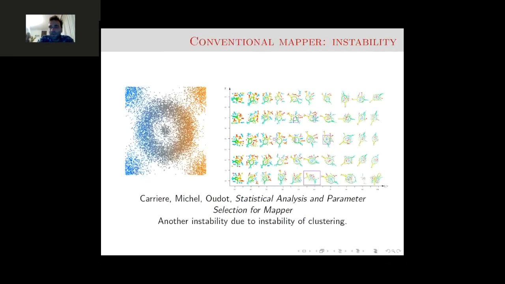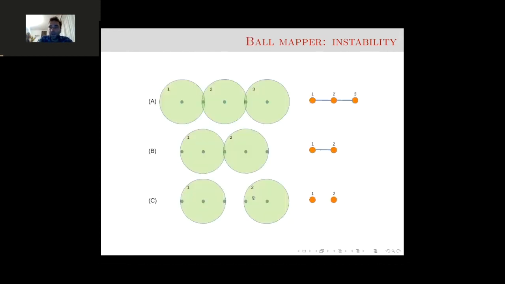So before we go over there, let me mention the instability provided by Steve and Matthew. Over here they just look at the two parameters, the number of overlapping intervals and the percentage of overlap, and they realize that once you move those parameters a little bit left or right, then you get a structure that is blinking, an unstable Mapper graph.